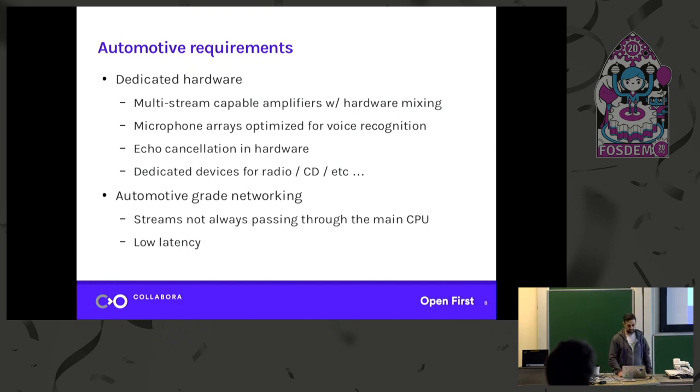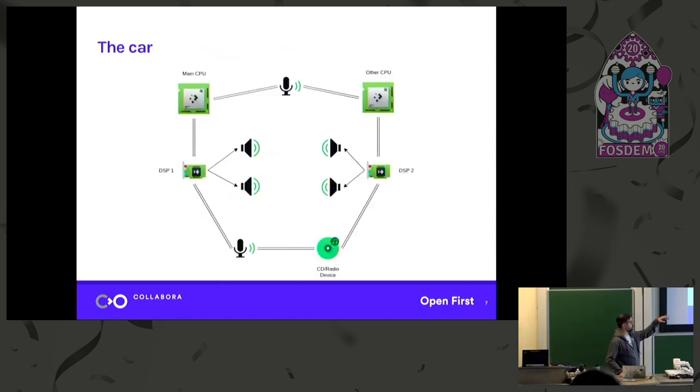So some requirements, basically. I mostly talked about it already. You have a lot of different hardware. And the other thing that I didn't say is that you might have streams that go around without passing through the main CPU. So you may have, for example, a dedicated hardware CD player that directly puts audio on the DSP, and that audio never passes through the main CPU. Although the main CPU still has control over what plays, you don't actually get the audio data routed through the main CPU for performance reasons.